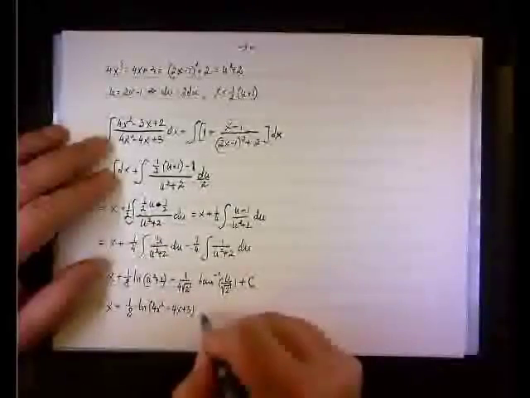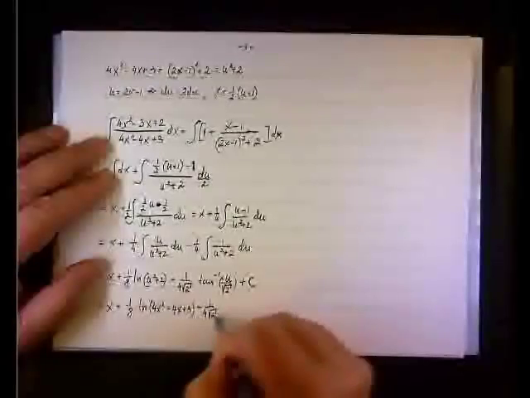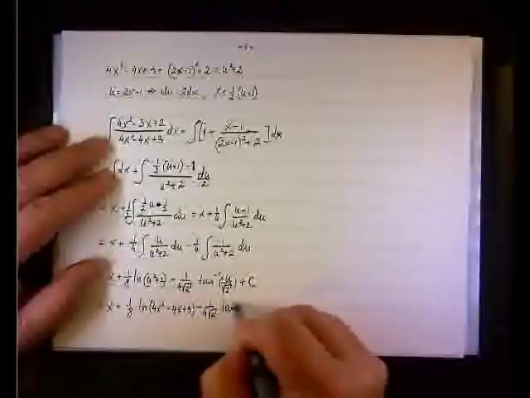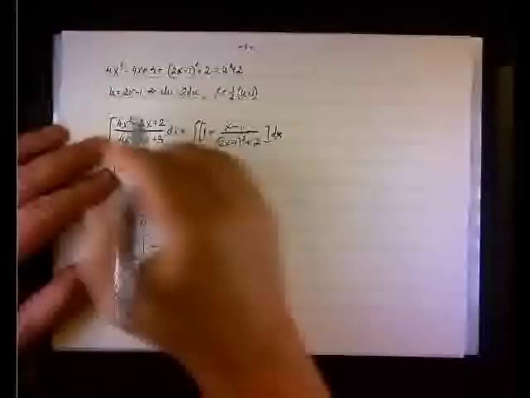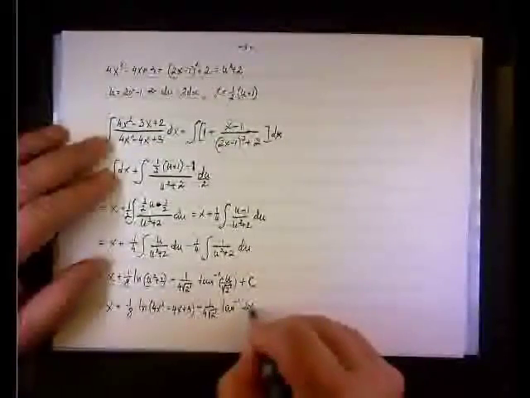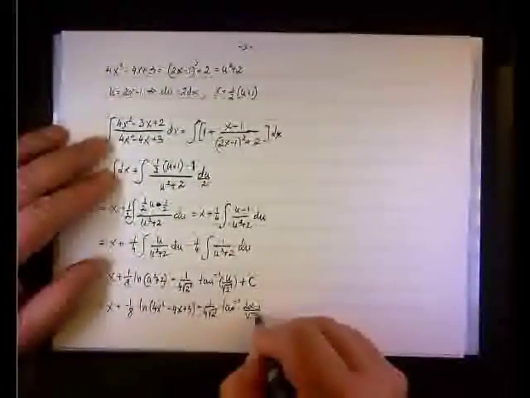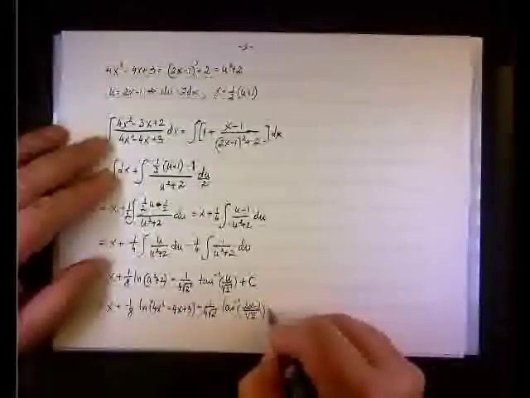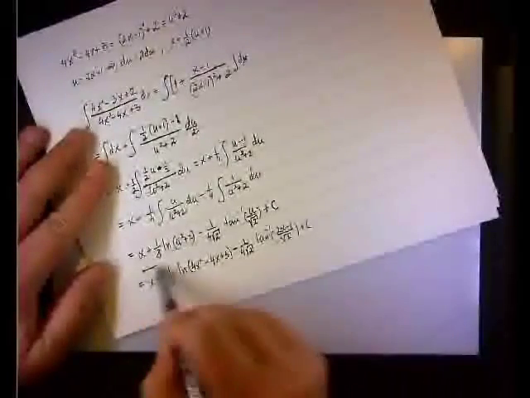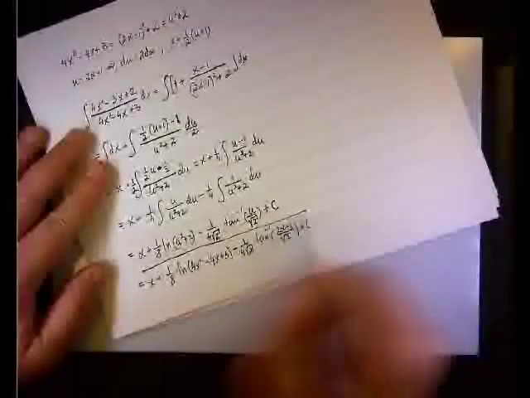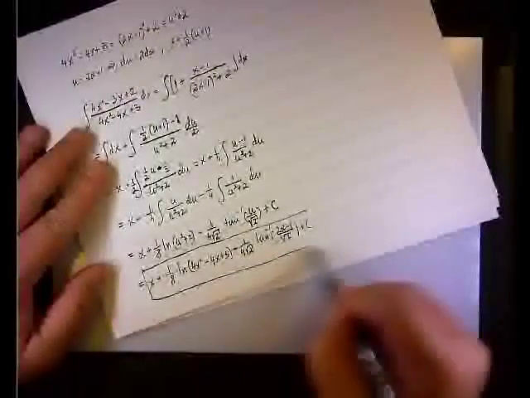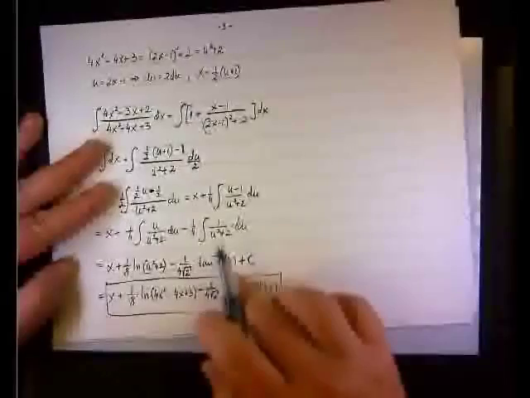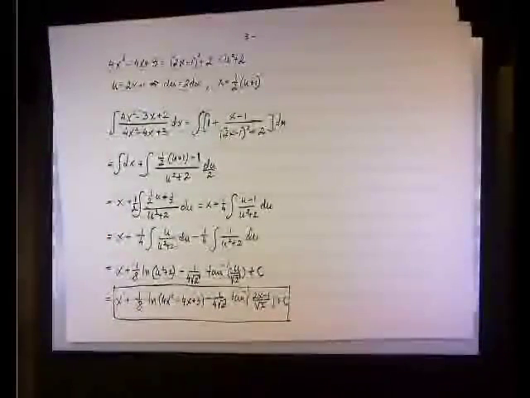And then here we'll have minus 1 over 4 square root of 2, the inverse tangent of, instead of u, I have 2x minus 1 over square root of 2, like so, plus c. So I probably owe you an explanation about this last integral right there. Okay, the integral of 1 over u squared plus 2 du.